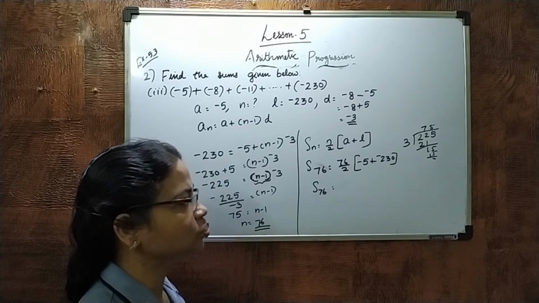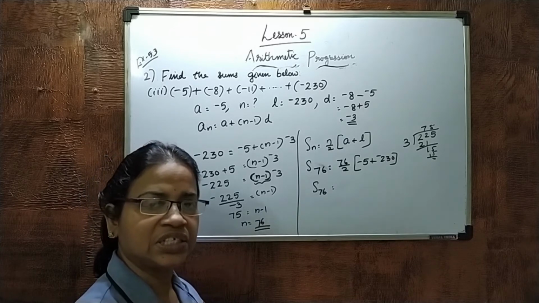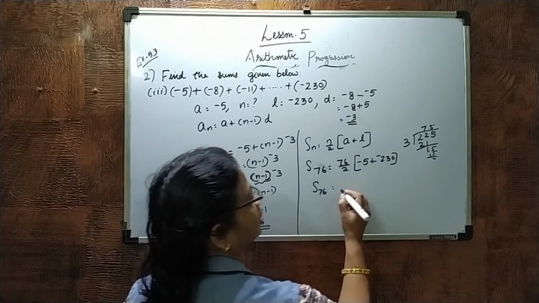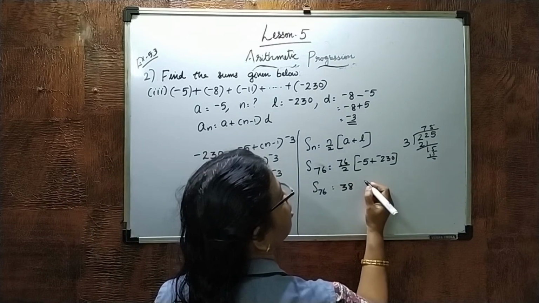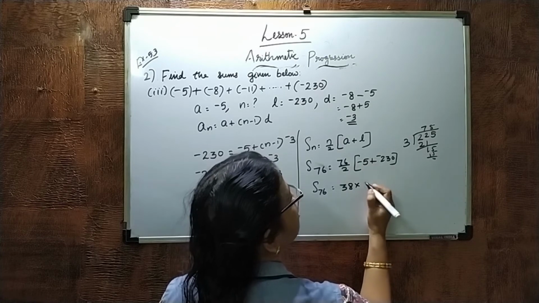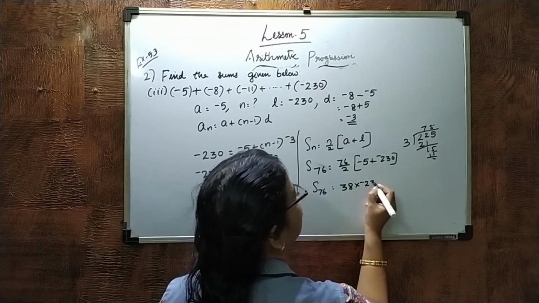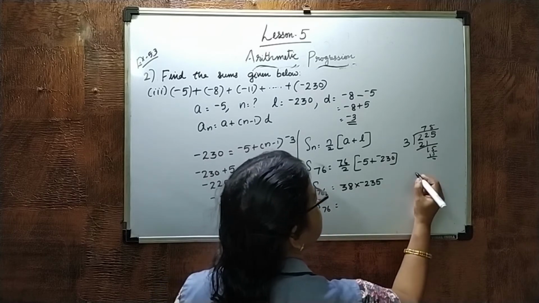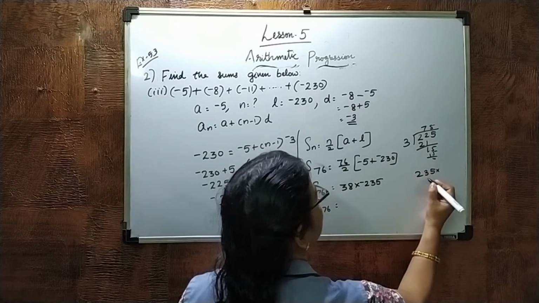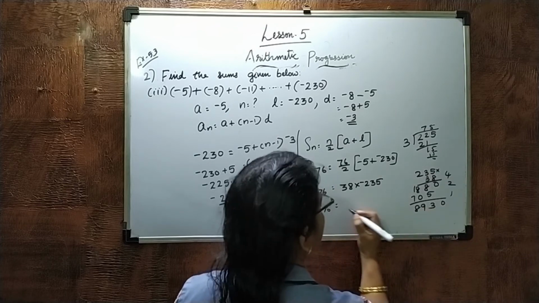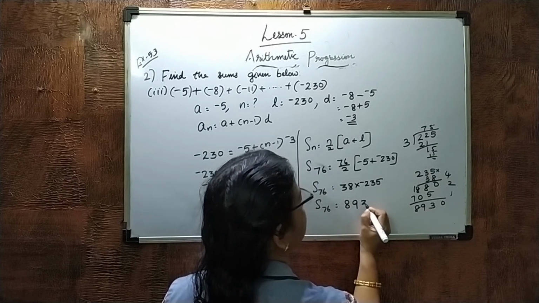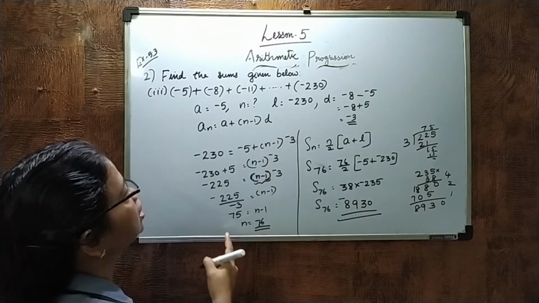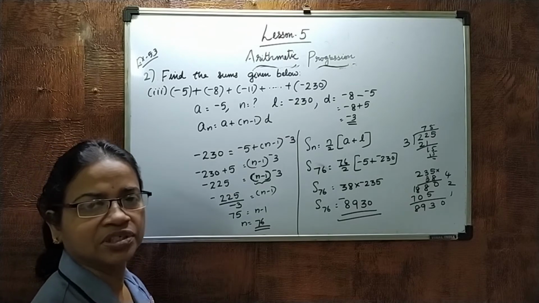It is 72, right? 37 into 2 is 74. 38 into 2 is 76. So 38 into negative 5 plus negative 230, you will get negative 235. Now you have to multiply and find the sum of 76 terms, which is 235 into 38. It will be negative 8930. This negative 8930 will be the sum of these terms.